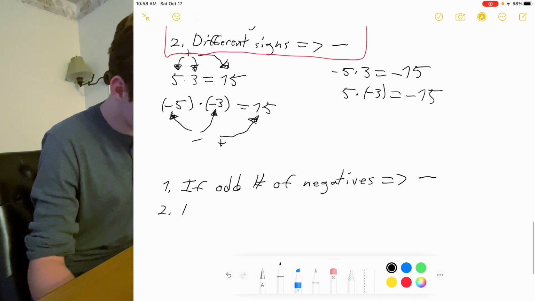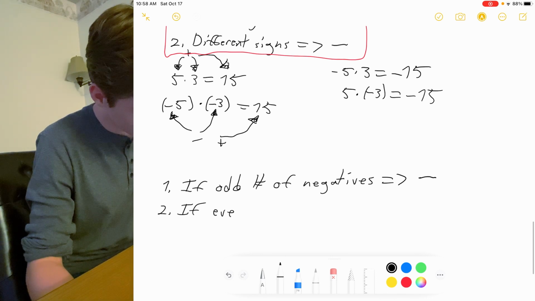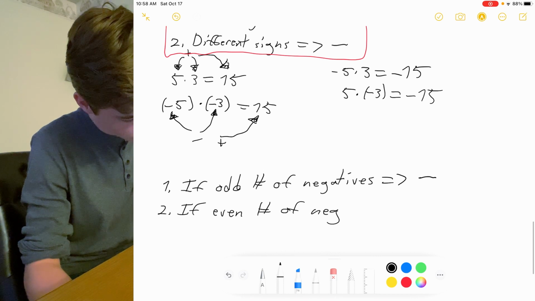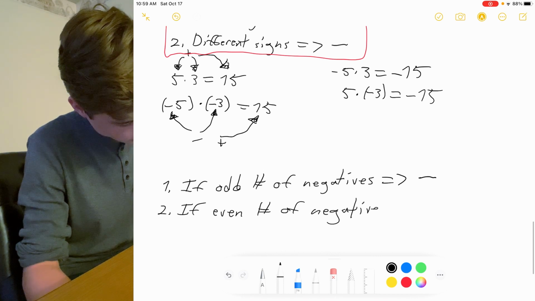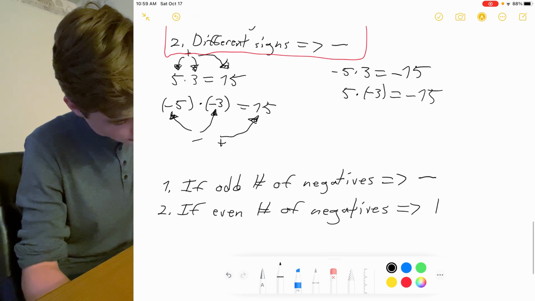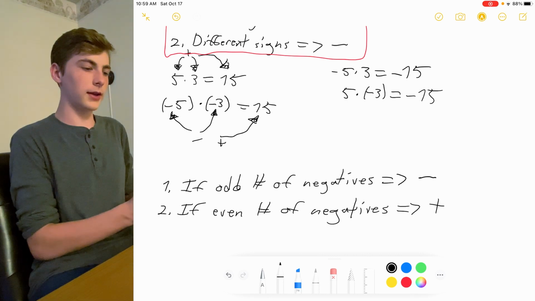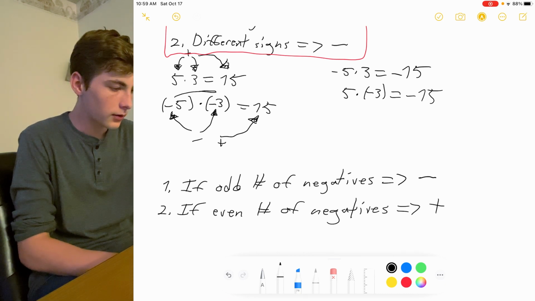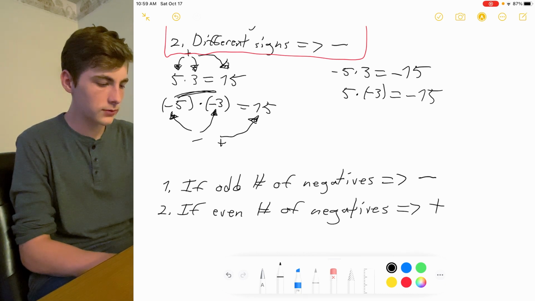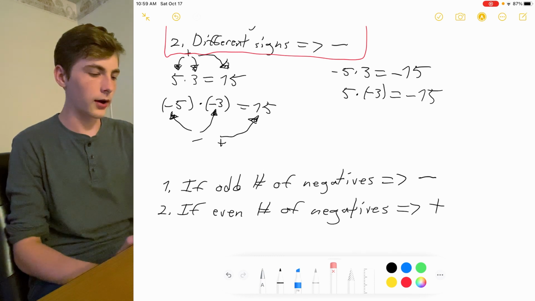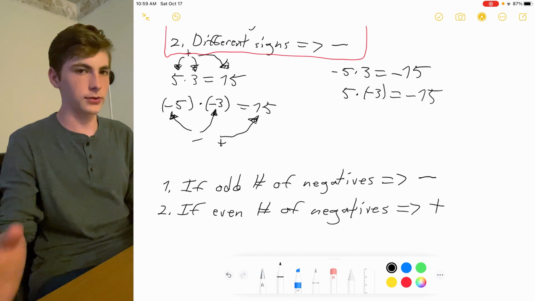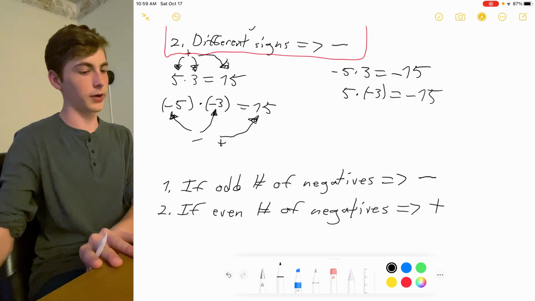If there's an even number of negatives, then the answer is going to be positive. And the reason why that is the case is because if there's an even number, then it can be split up into little pairs of negatives, and we saw right here how, when you have two negatives, they cancel each other out. So if you have an even number of negatives being multiplied, then they'll all cancel each other out, and you'll end up with a positive answer.